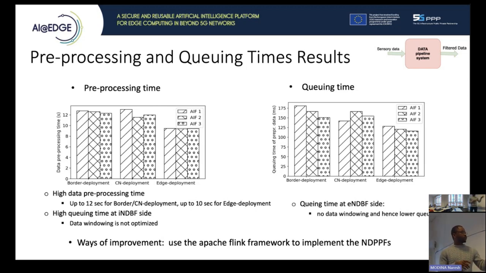That's why overall the preprocessing time is very high. Looking at the queuing time, we can see that at the egress network data broker function side, there is no data windowing, and we have lower queuing time. One way to improve the preprocessing time is to use a well-known optimized framework, for example Apache Flink, to implement the network data preprocessing function, which was optimized to process data in real time.